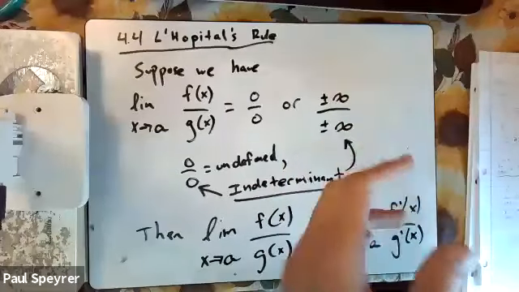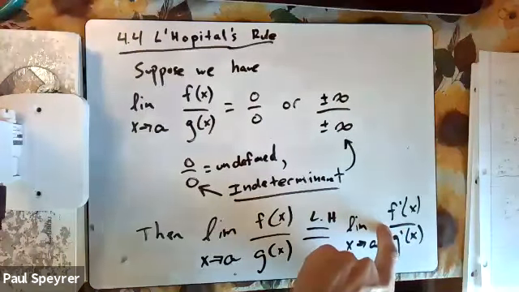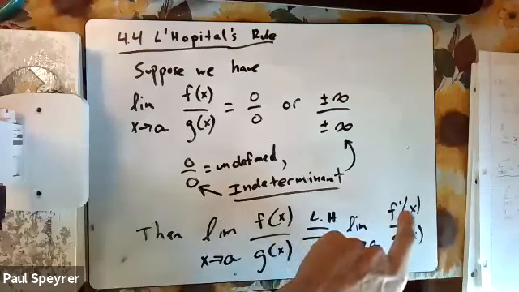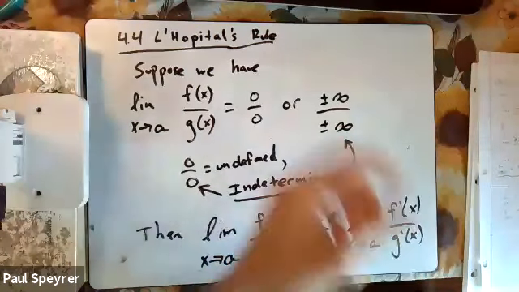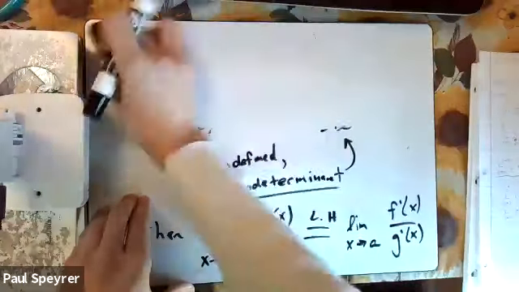There's also a few other little forms that we're going to talk about as well. But notice right here, this is not the quotient rule, okay? This says you take the derivative of the top divided by the derivative of the bottom. That's what L'Hôpital's rule is. So let's check out some problems.